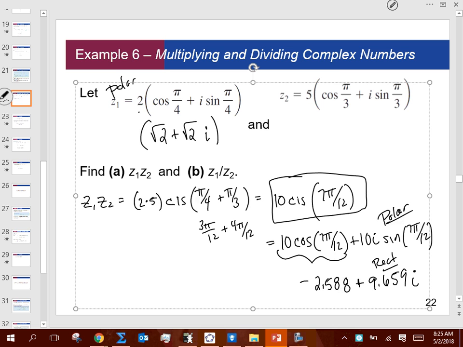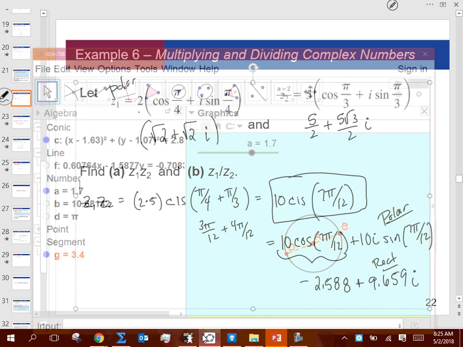Okay. Over here, cosine of pi over 3 is 1/2, correct? So you get 5 halves. Okay. Plus then sine of pi over 3 is radical 3 over 2, correct? So this will give me 5 radical 3 over 2, 5 radical 3 over 2 times i. Okay. Those things are kind of ugly, right?